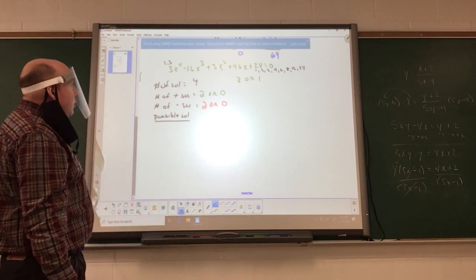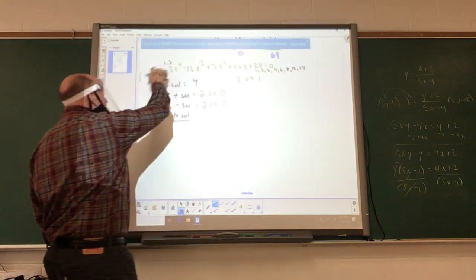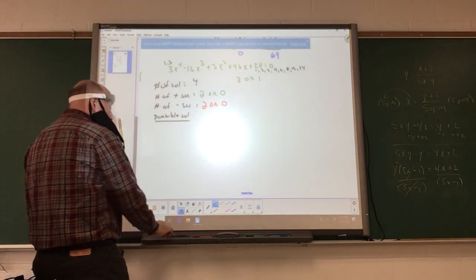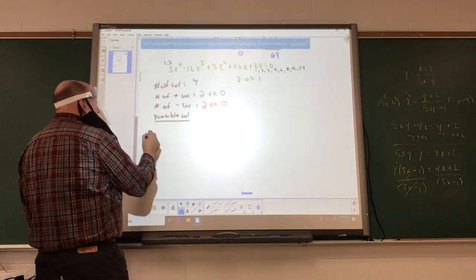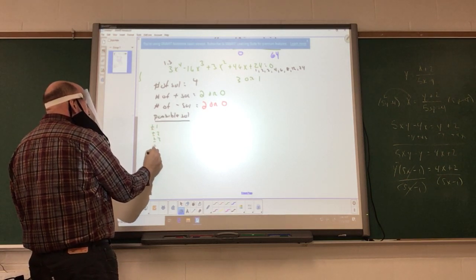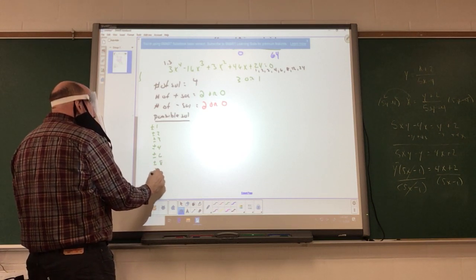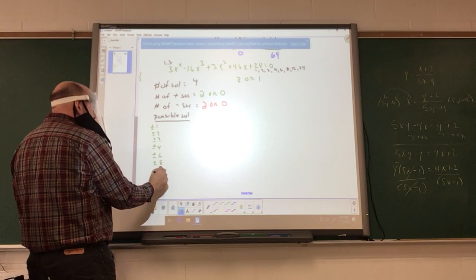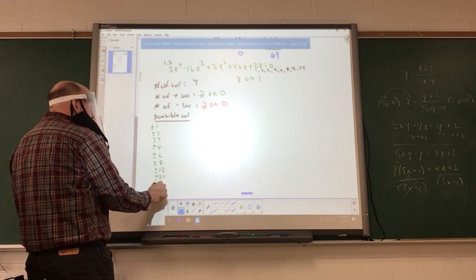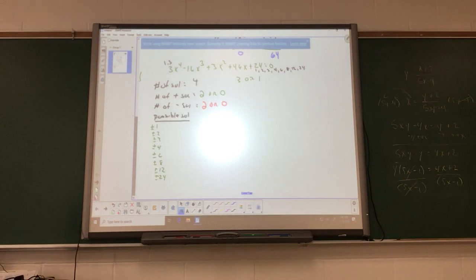Our possible solutions, we have plus minus all these values divided by 1, which is just going to be all those values. Plus minus 1, plus minus 2, plus minus 3, plus minus 4, plus minus 6, plus minus 8, plus minus 12, plus minus 24. Those are solutions that could work. Then we take every one of those solutions that could work and divide by my other factor, my leading coefficient, which is 3.